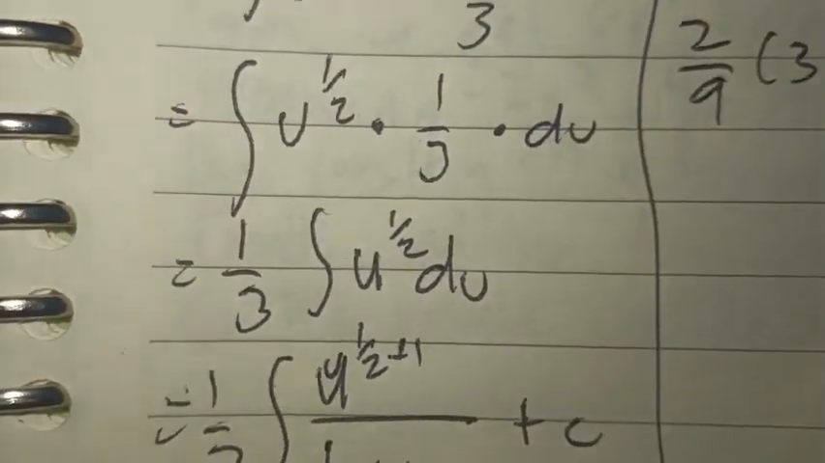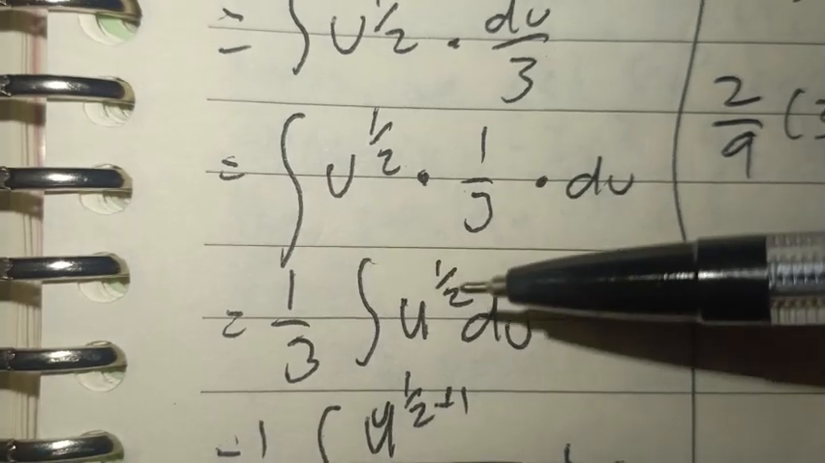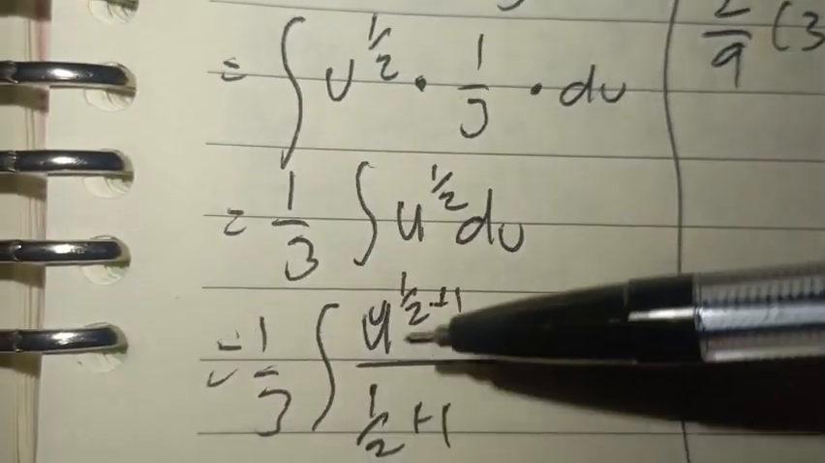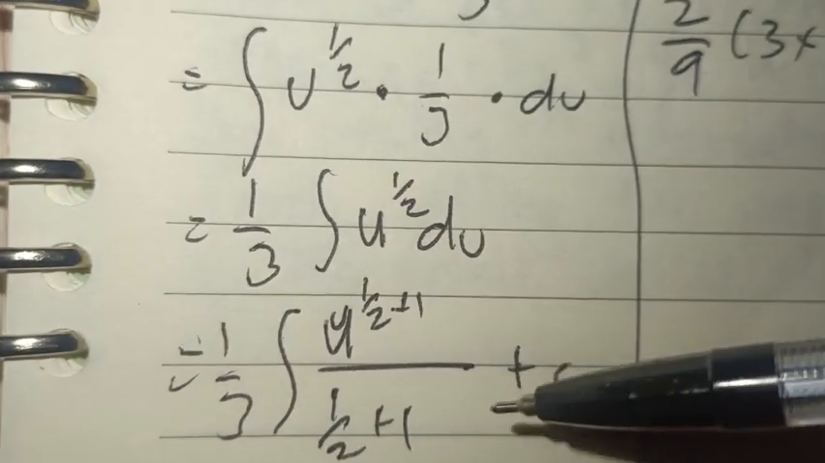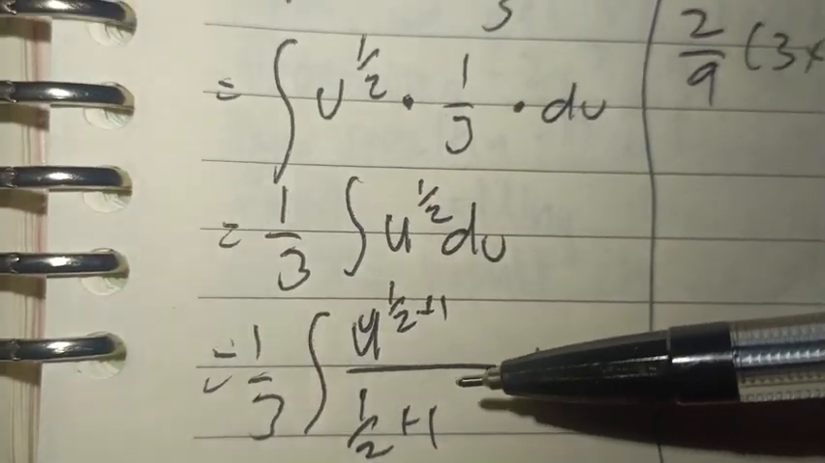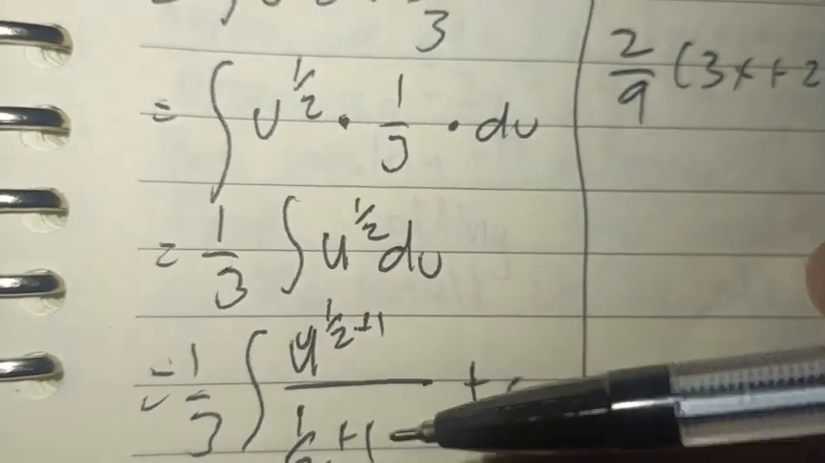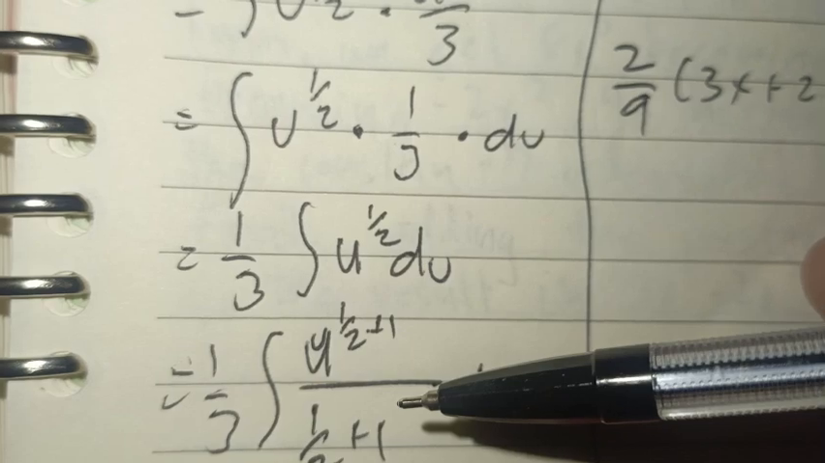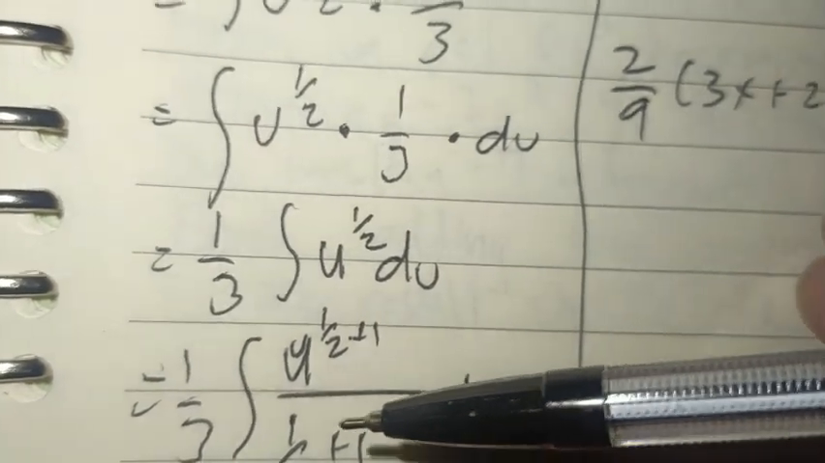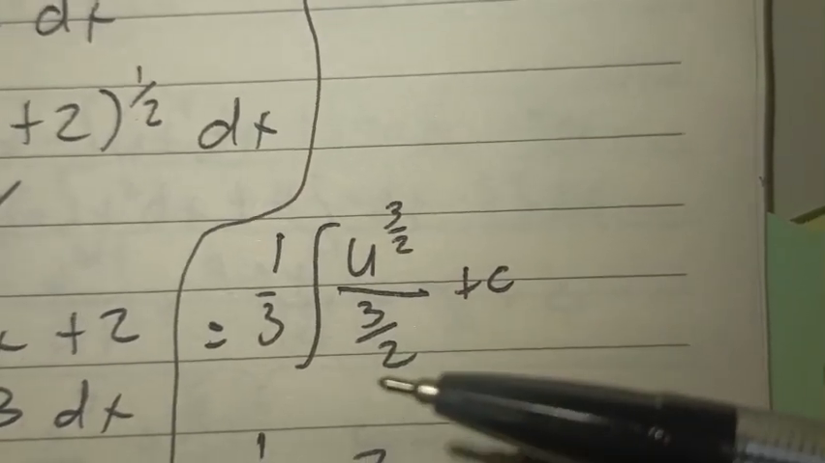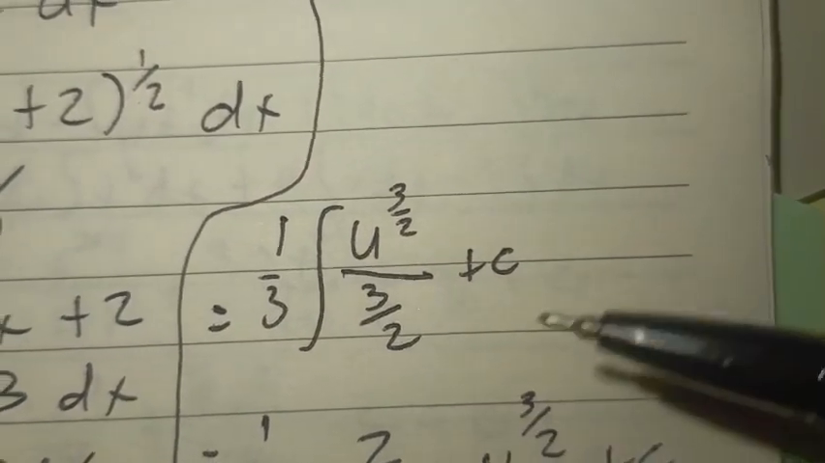multiplied by du. So using the power rule to solve this, we have here 1/3 integration of u to 1 half plus 1 over 1 half plus 1. So 1 half plus 1 is the same as 1 half plus 2 over 2. So 1 plus 2 is 3, and copy the denominator 2, which will give us the result 3 over 2. So 1/3 integration of u 3 over 2 over 3 over 2 plus c.